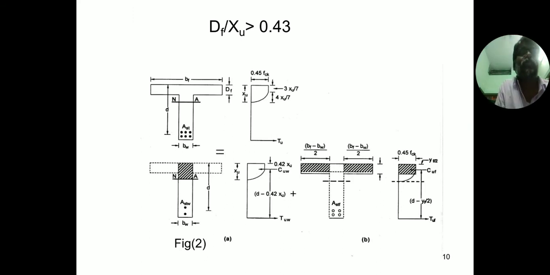Here it is. Draw the sketch. BF, DF, BW. DF must be greater than 3/7 XU.